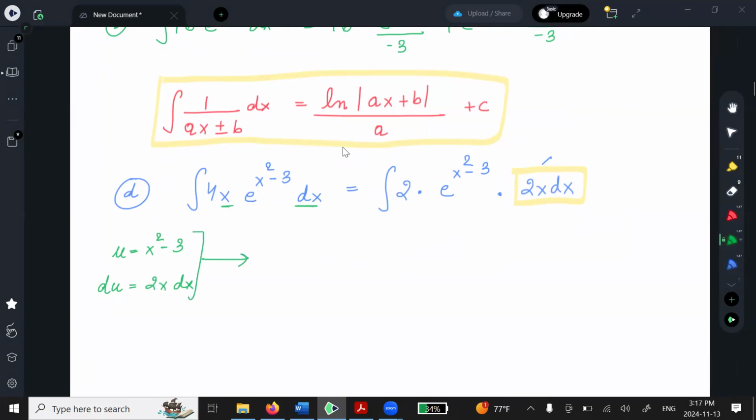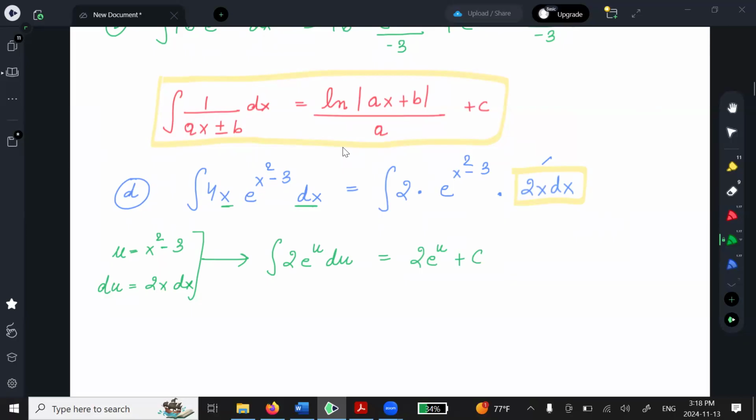So what is the new integral? It is 2e to the power u du. And here's a hint, the new integral should be easy peasy. Apply a formula, it should be solvable. Alrighty, what is that answer? Because the integral of e to the power u is just e to the power u.